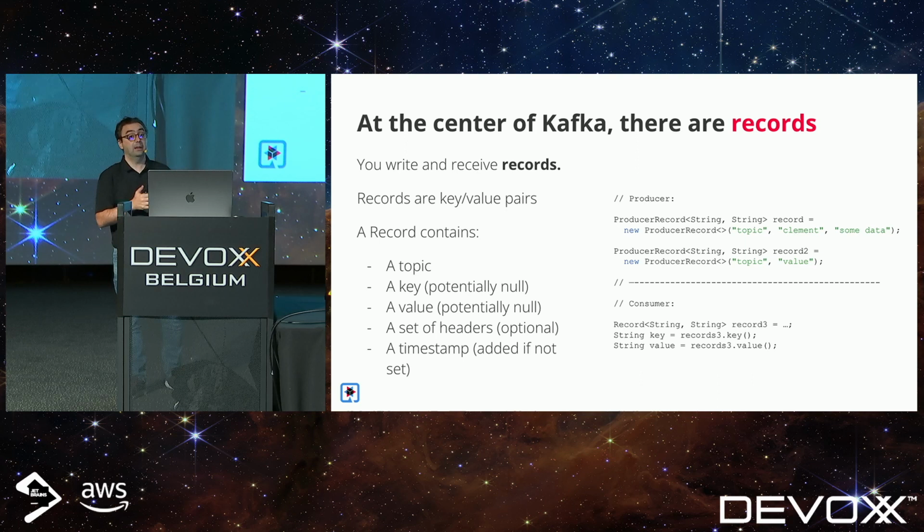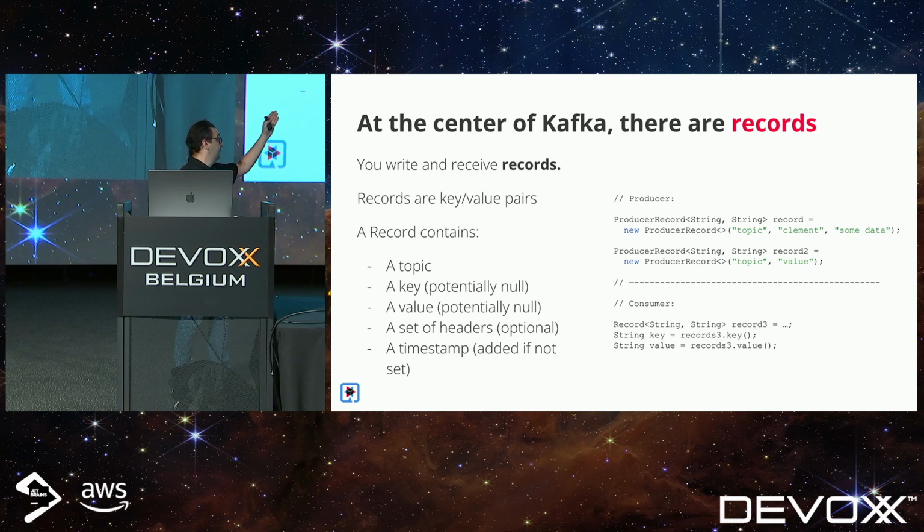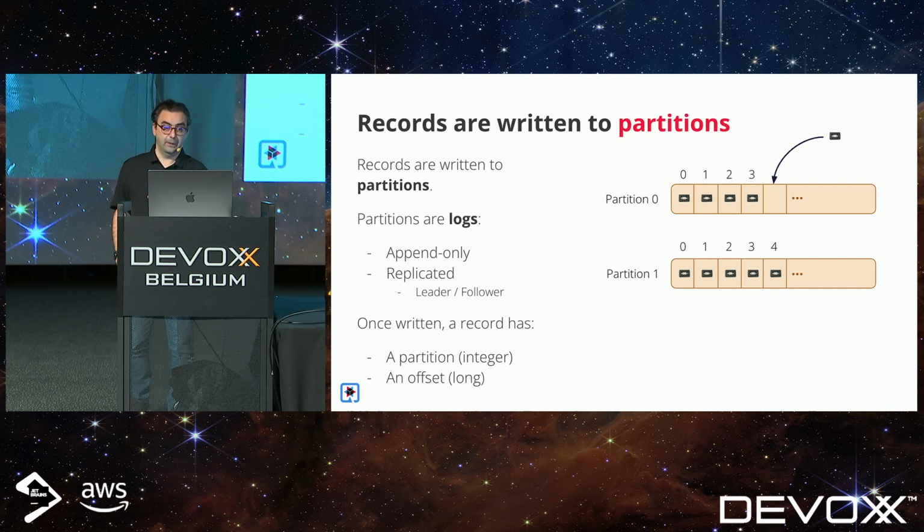Basically, in terms of code, you are going to create a producer record on the producer side with my topic, my key, and some payload. So here my key is a string and my payload is a string, can be any type. I can omit the key, so the key will be null. And on the consumer side, we poll records. So they are not producer records, they are records. It's basically an immutable copy of your records where you can get the key, value, and all the other metadata.